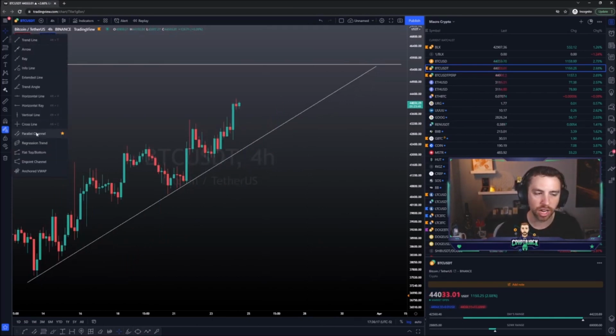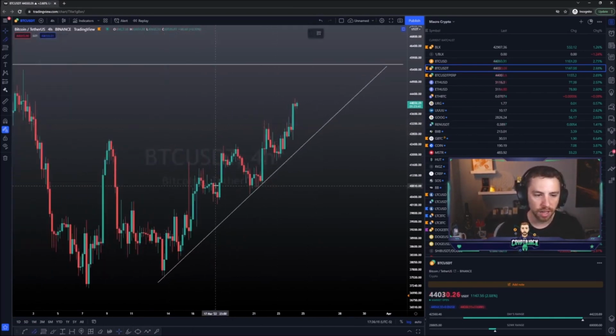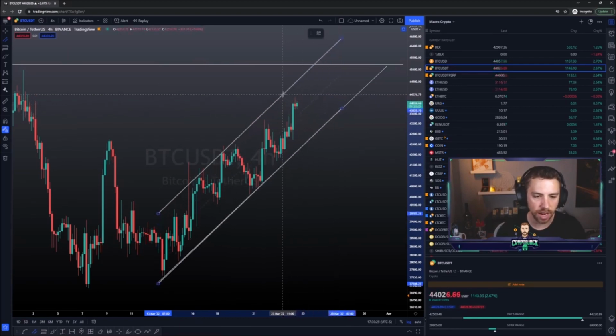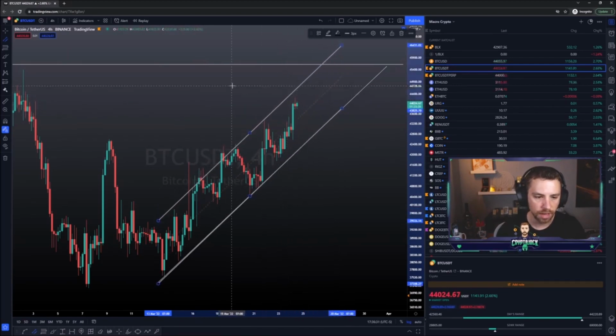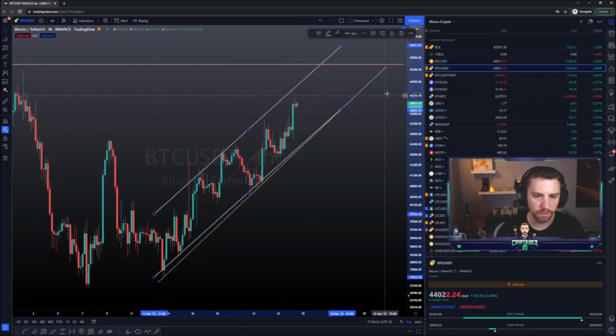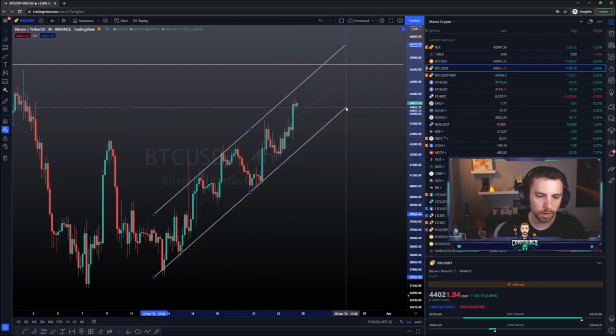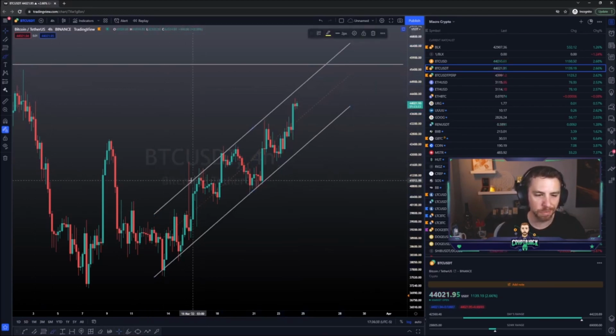If we use the parallel channel tool, which is a great way to identify both support and resistance, what I might do at times is overlay one key line that I know and see if I can drag it to find another key level. Sometimes it works, sometimes it doesn't. But if I fiddle with it a little bit, get rid of the old line, before you know it, you have some semblance of a channel.